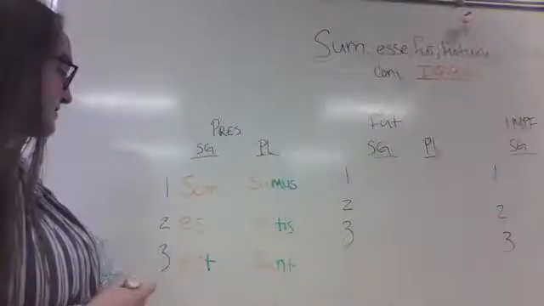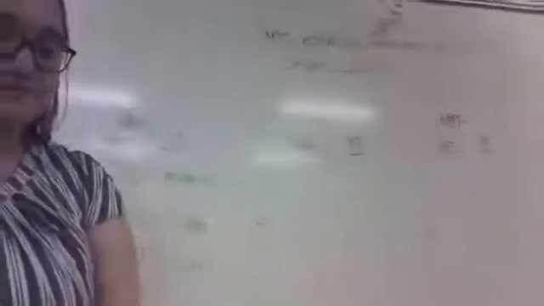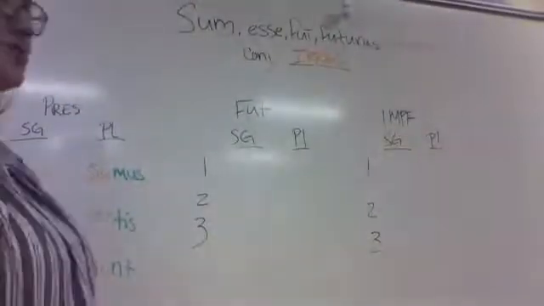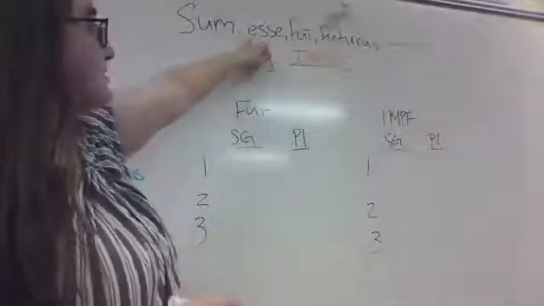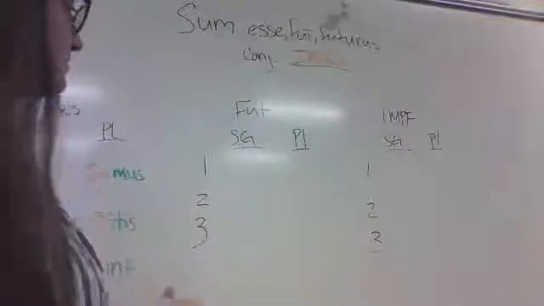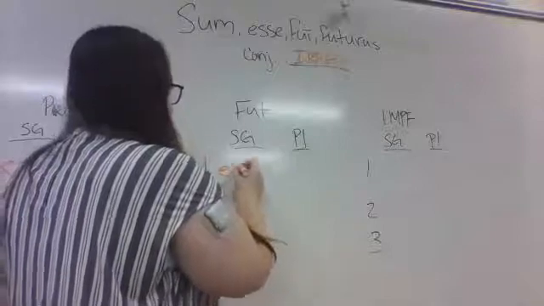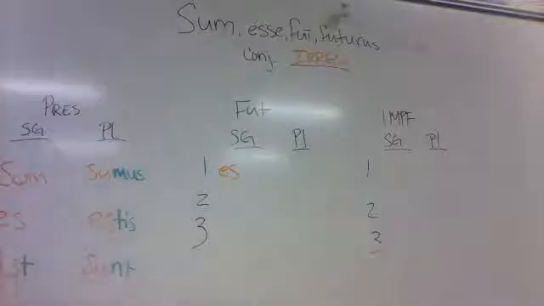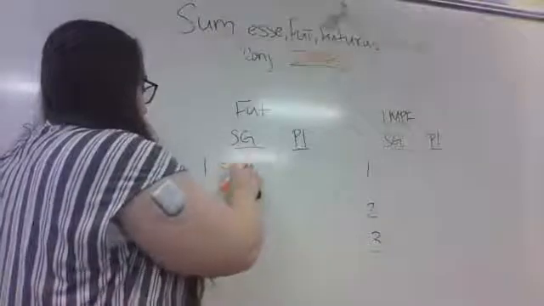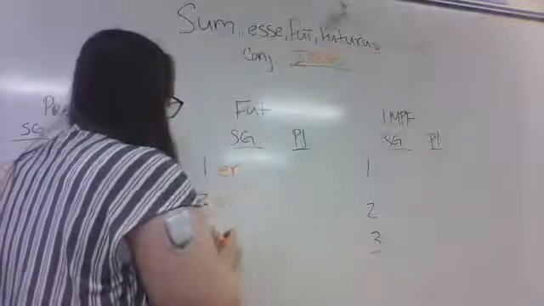Now, let's come over to the future. What's the first thing that we usually do for future? Our stem. So, cut off the SE. Now, ES, and usually we're stuck with this. But in future, that S turns into an R. So we have ER.